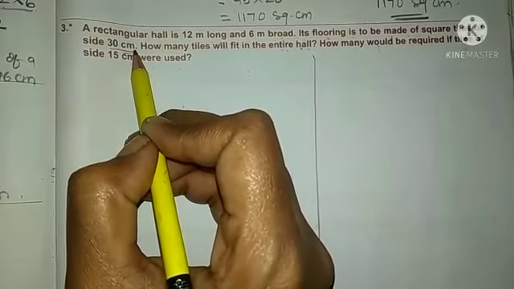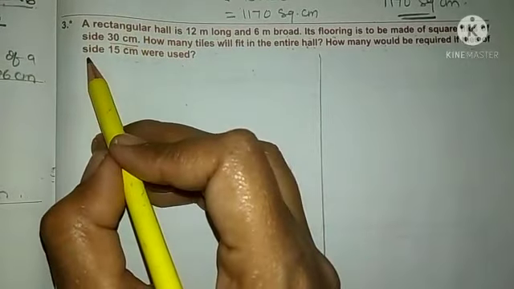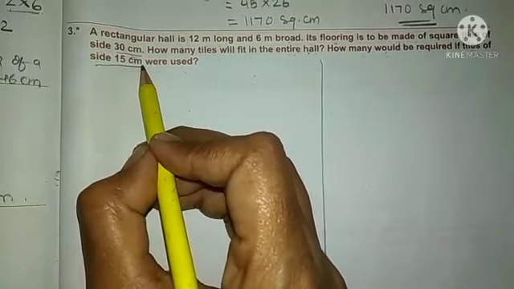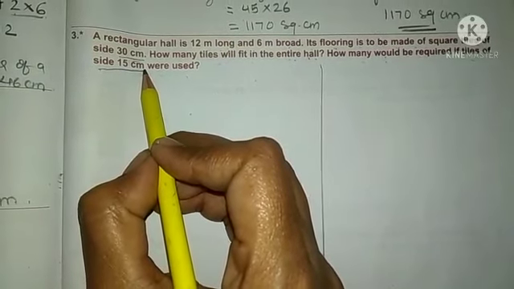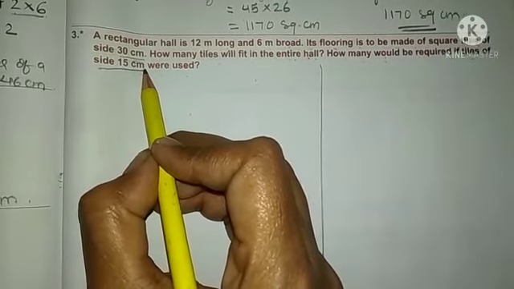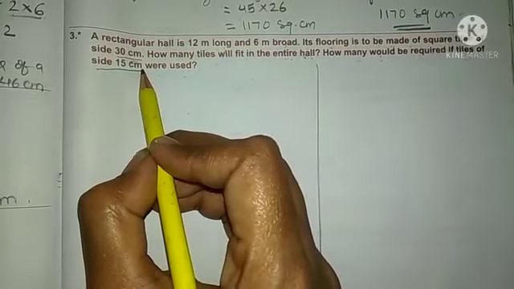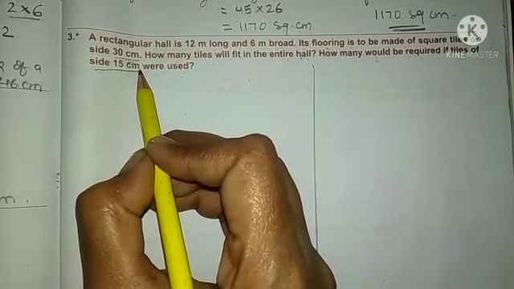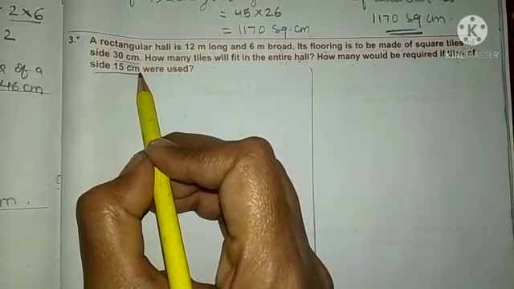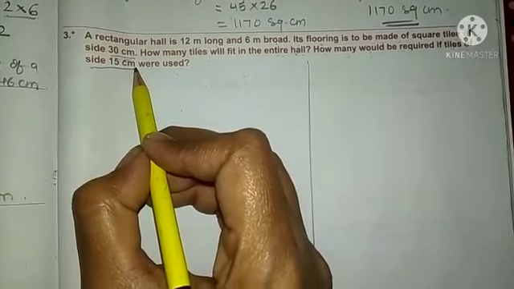Clear? And if you take a tile whose side is 15 centimeter, how many tiles will be required? That we have to find out. Clear everyone? What we have to find out? Here we have to find out the number of tiles required to put in that hall.